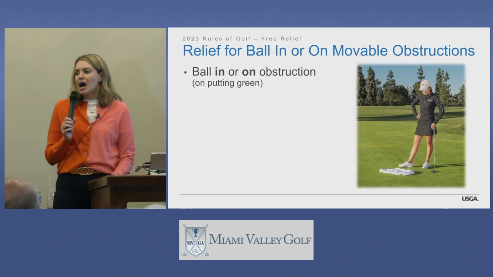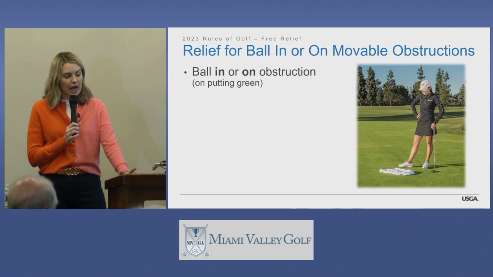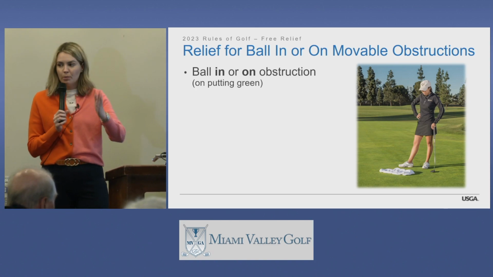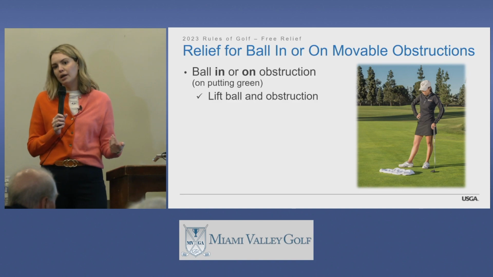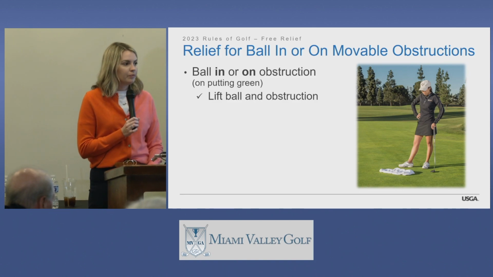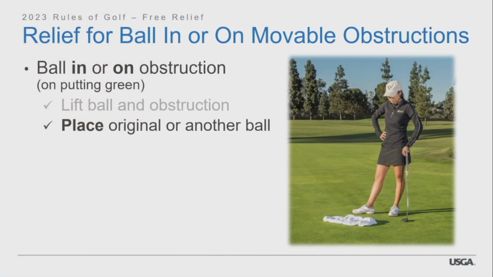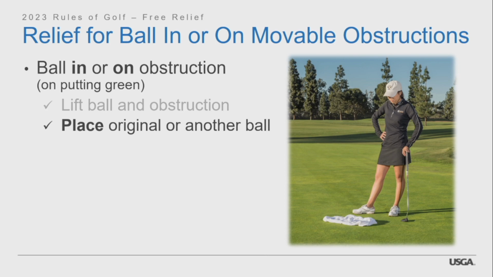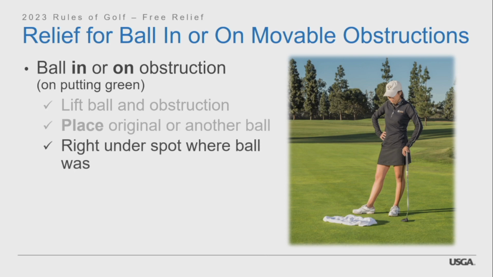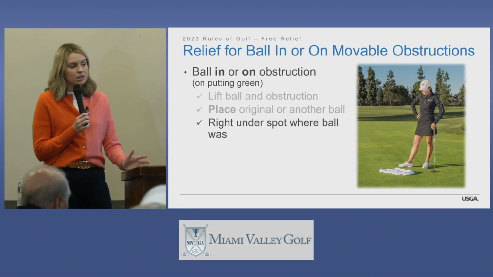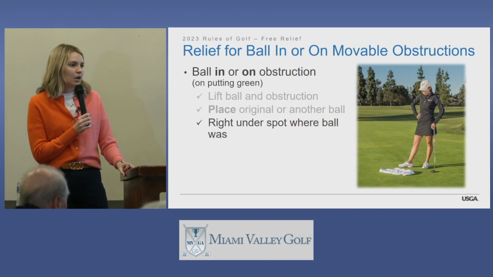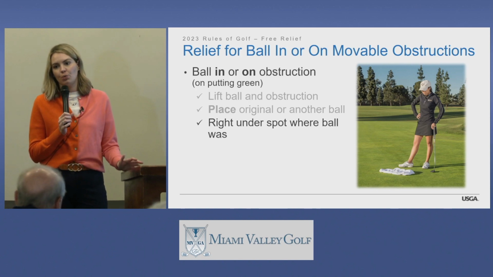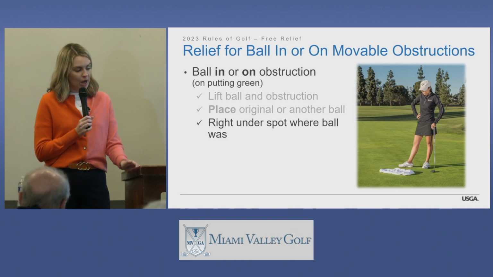If this were to happen on the putting green, we're still going to go ahead and take relief, lift the ball, get that obstruction out of our way. But because we're on the putting green, we're going to place. When we are starting off with a ball on the putting green and taking relief, we are placing the ball rather than dropping it. So we're going to go ahead and just place either the original ball or another one right under where that ball was on the obstruction. We're still taking relief, so just like with the previous situation, we don't have to use the original ball. We could use another one if we wanted to do so.